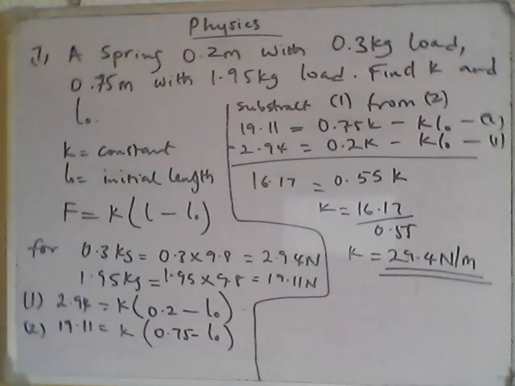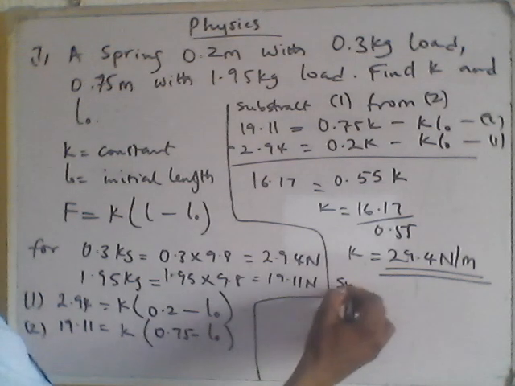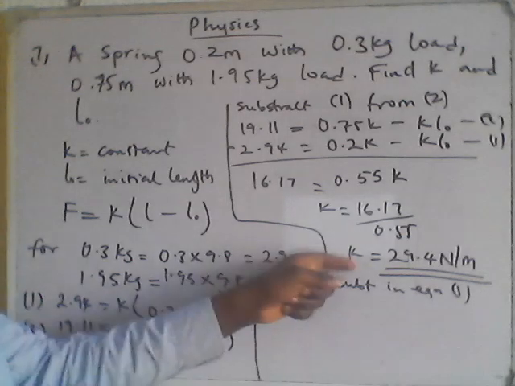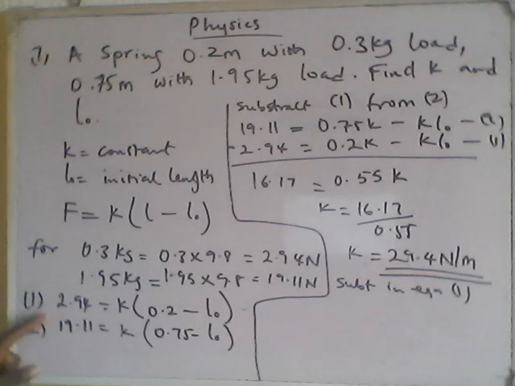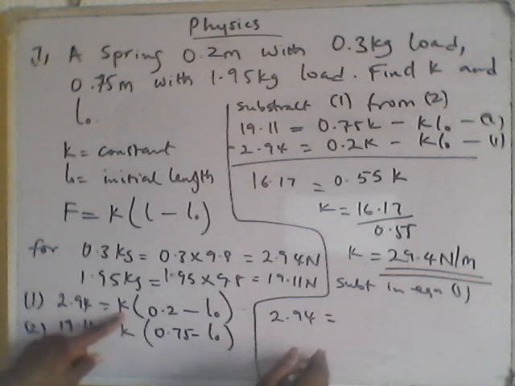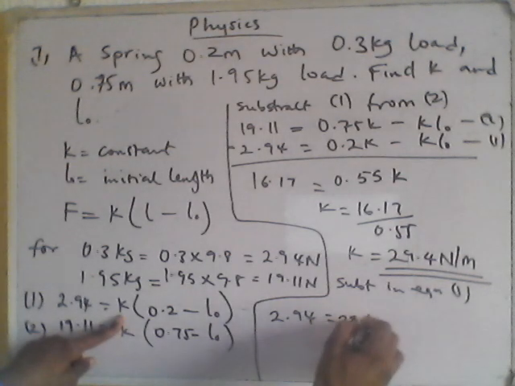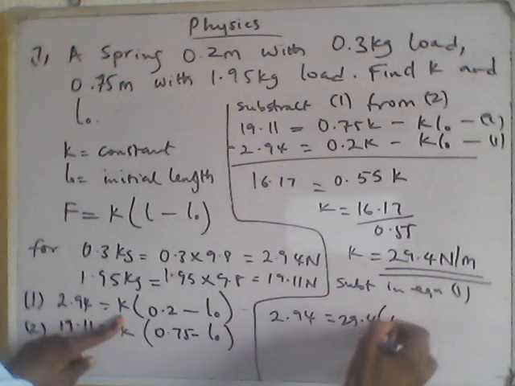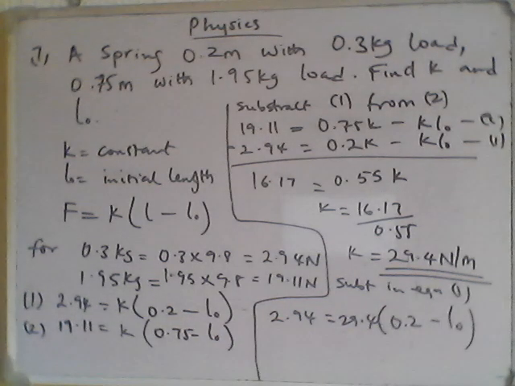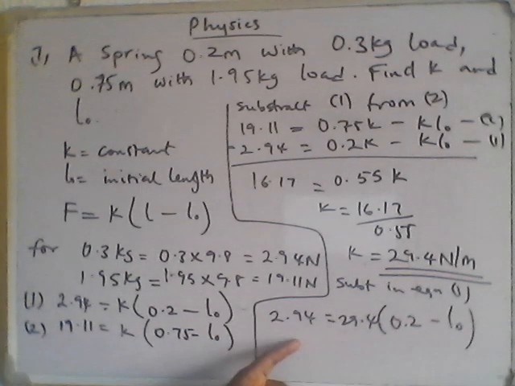So how do I get L0? I can put it in either equation. Let me substitute in equation 1. So this K, I'm going to be putting into equation 1. Equation 1 reads 2.94 is equal to, where I see K, I put 29.4, open bracket 0.2 minus L0. So L0 is the only thing that is different here. So again, mathematics, I'm still going to solve.